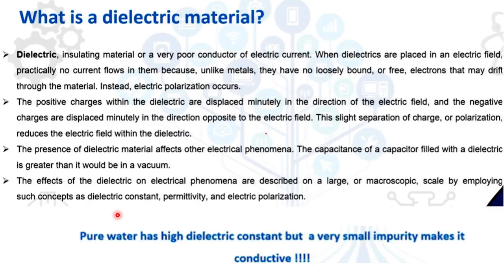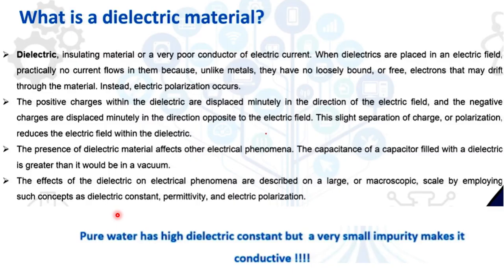When dielectrics are placed in an electric field, practically no current flows in them because, unlike metals, they have no loosely bound electrons, so there is no question about the drifting of electrons. The positive charges within the dielectric are displaced minutely in the direction of the electric field, and the negative charges are displaced minutely in the opposite direction. So there is a distribution of negative and positive dipoles, and the slight separation of charge, or polarization, reduces the electric field within the dielectric material.